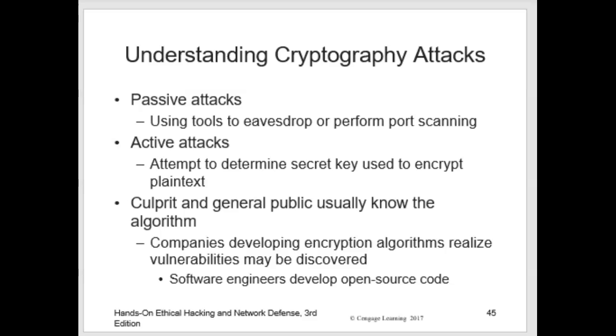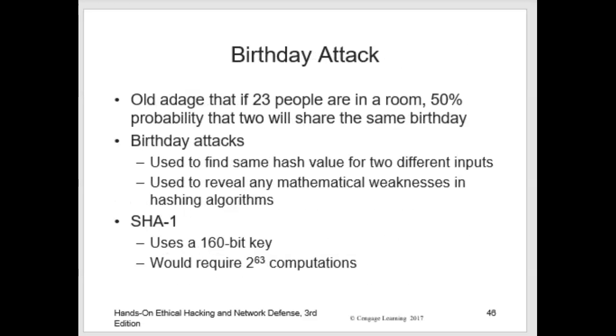But the types of attacks that can then be generated are passive attacks. These are tools used for eavesdropping. There can be active attacks to determine the actual secret key used to encrypt the plain text. And the culprit and the general public generally know the algorithm. Like I said, it's part of the certificate. But companies developing encryption algorithms realize the vulnerabilities may be discovered, and software engineers' use of open source code can contribute to that.